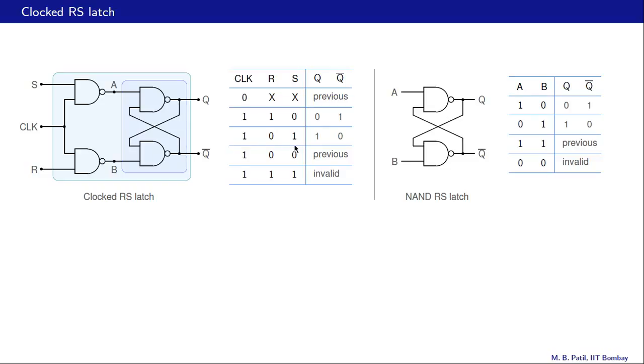Let us take this row now. R is 0. So therefore B is 1. S is 1. Therefore A is 0. So A is 0 and B is 1. That brings us to this row here. And that means Q would be 1. What about R equal to S equal to 0? That means both A and B would be 1. That means Q would be the previous value of Q. And when R and S are both 1, that means A and B would be 0, 0, and that condition is invalid.